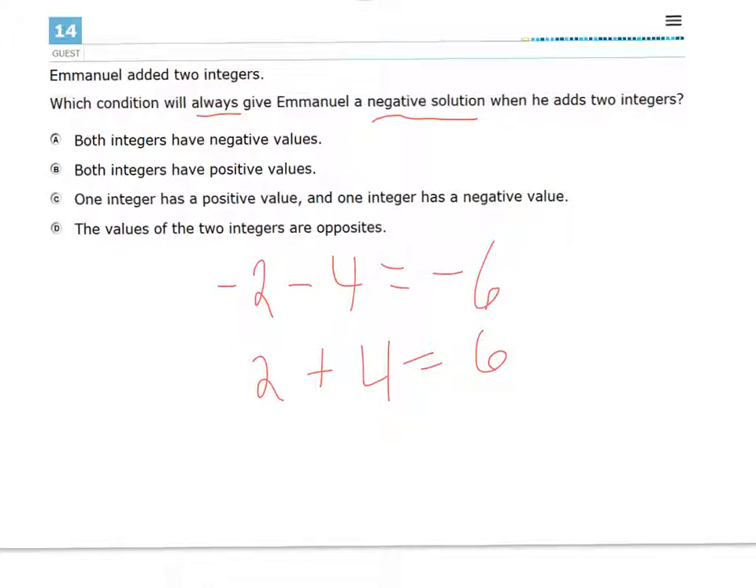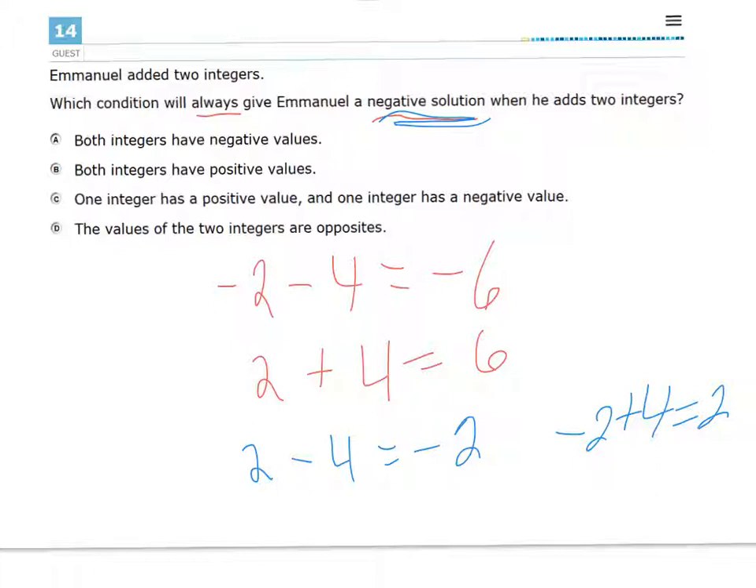And for letter C, one integer has a positive value and one integer has a negative value. Now, in this situation, it's a little bit tricky because if I have a positive value and I have another negative, then I end up with a negative 2. But if it's reversed, if it's negative 2 and a positive 4, it gives me a positive solution. So then, therefore, it's not a negative solution. So letter C is not a correct answer.